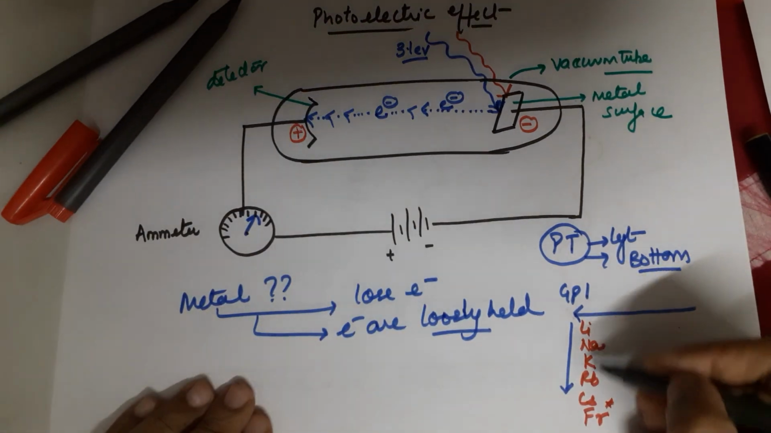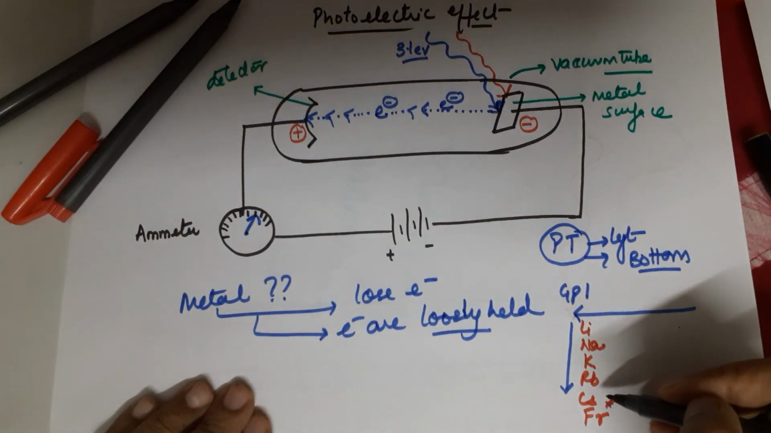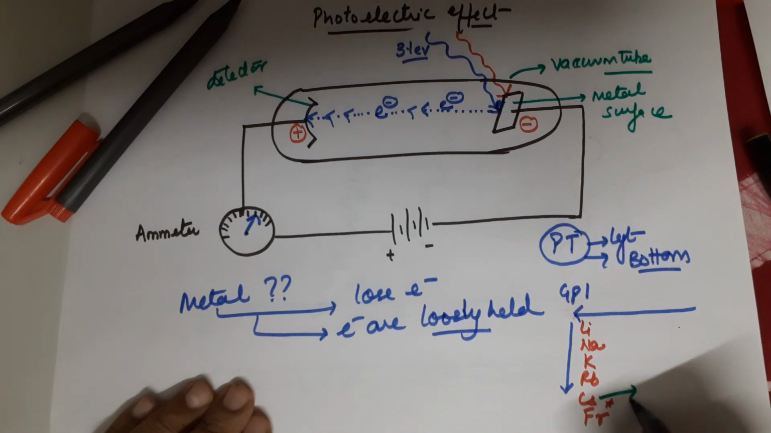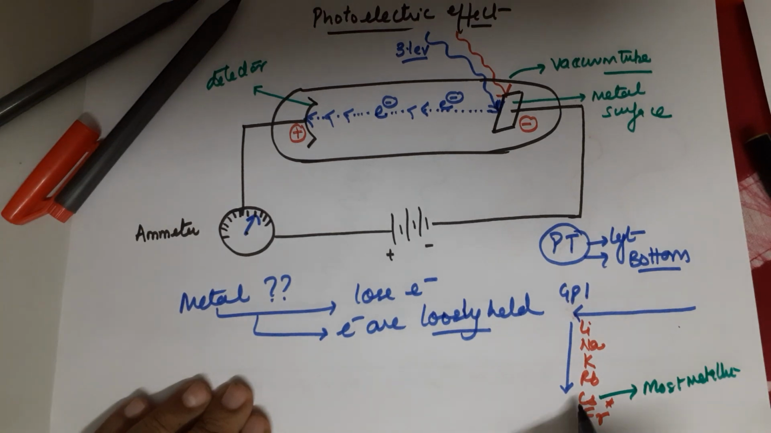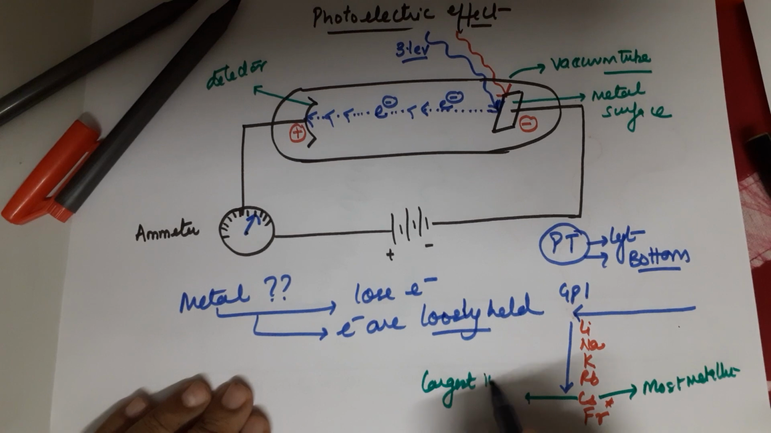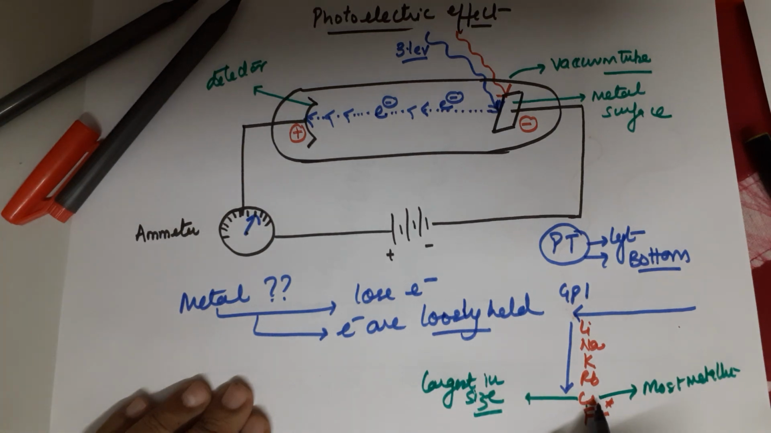Now, out of these, which is most metallic? Cesium. Now, why is this most metallic? Because this is largest in size. Size बड़ा होगा तो electrons are not held tightly. Nucleus से electrons are far away, they can be easily lost. This term we also use as least ionization energy.